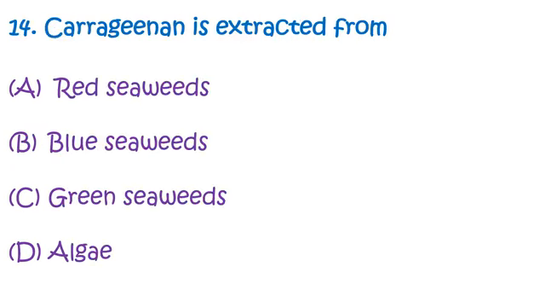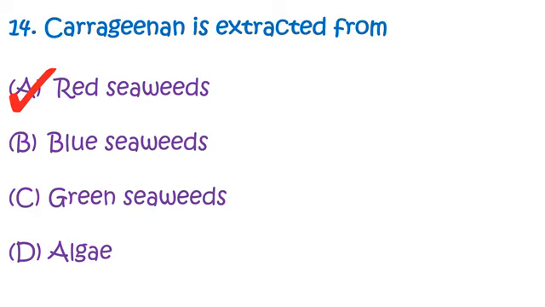Question number 14. Carrageenan is extracted from. Options are option A red seaweed, option B blue seaweed, option C green seaweed, and option D algae. And the correct answer is option A, red seaweeds. Now carrageenan is a hydrocolloid which is produced by red algae, and the characteristic species is Chondrus crispus.